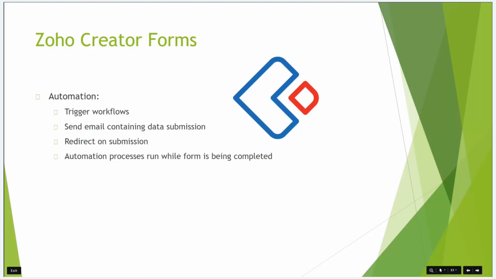With automation, we can trigger those workflows, which are automated actions. We could send an email containing the data submission. We could redirect them to a landing page, such as your website. And then we have those automated processes that can be developed to run in the background while the form is being filled out.